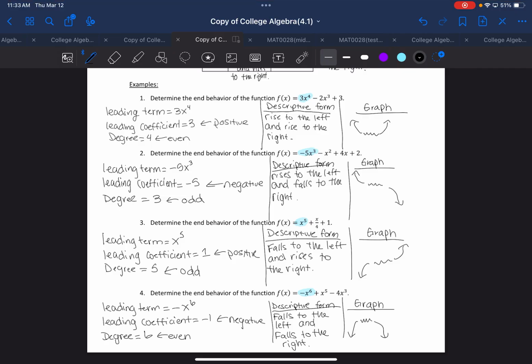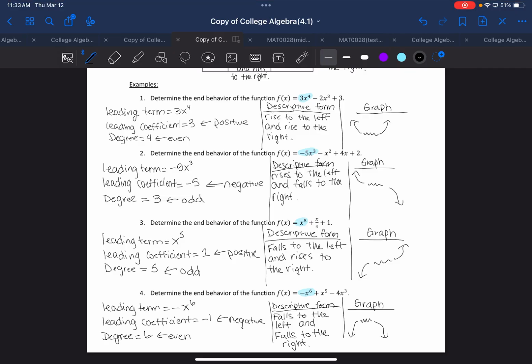You're just looking at it and then picking the correct graph. So even when we go to 4.2, which we're about to do, it's all about graphing these polynomials. A lot of them, you can use this rule right here to pick the right graph out of the multiple choice that it gives you.